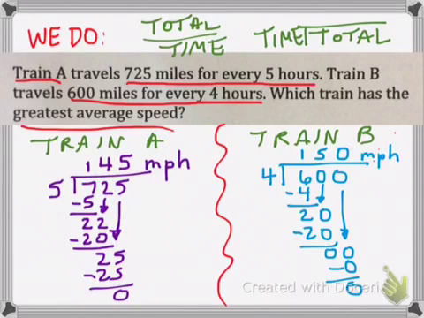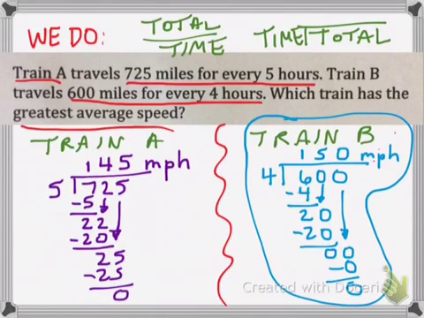So again, the question was, which train has the greatest average speed? So I know that train B travels 150 miles per hour, which is greater than train A, 145 miles per hour. So our answer here, train B, has the greatest average speed.